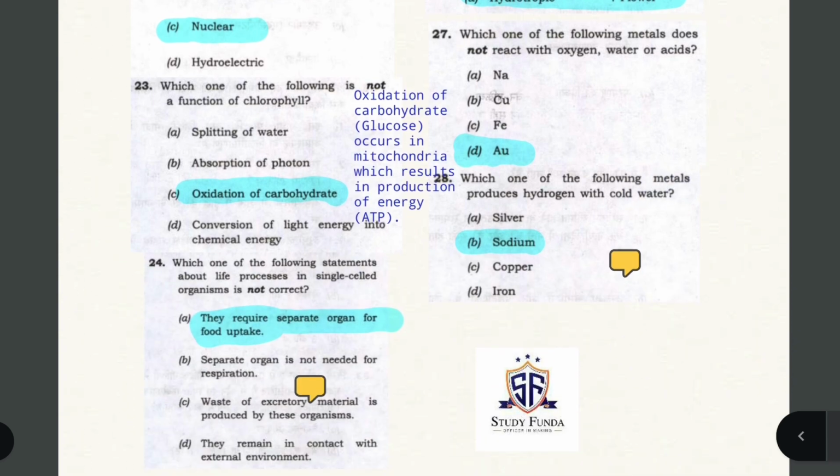Which one of the following is not a function of chlorophyll? C would be the correct answer, oxidation of carbohydrate, which is a function of mitochondria and helps in production of energy, and it is also called the powerhouse of the cell. For value addition, the functions of chlorophyll are splitting of water, absorption of photons, and conversion of light energy into chemical energy. That's the main function of chlorophyll.